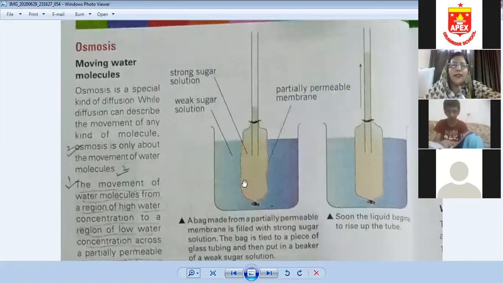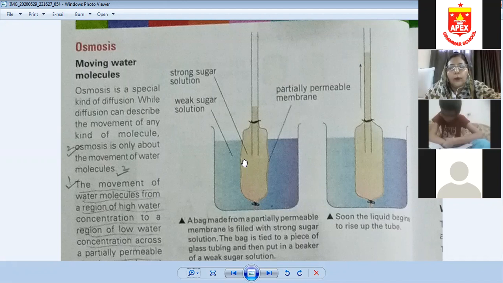Now you can see this diagram is given: a bag made from a partially permeable membrane. So this is a new thing. What is a partially permeable membrane? For example, you have taken a polythene bag, which we use for shopping. These are very thin, and if you put some water inside it, after some time the water will begin to move through the polythene bag. Why? Because it has many tiny holes inside it.